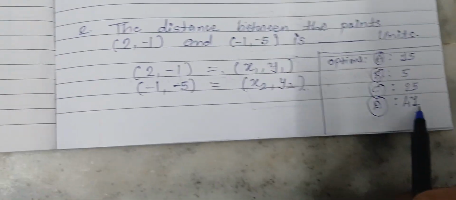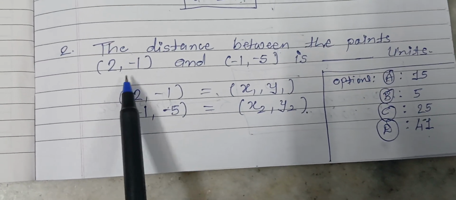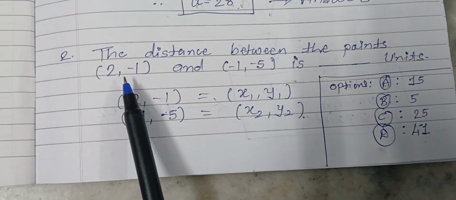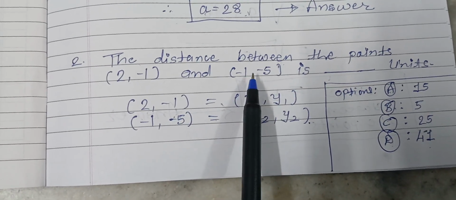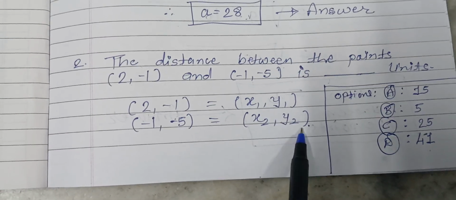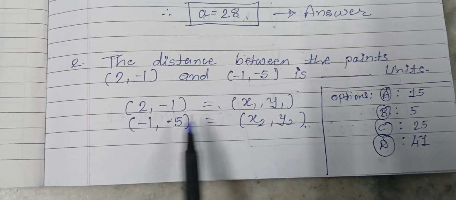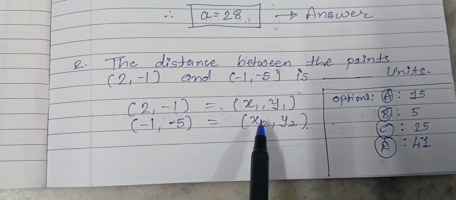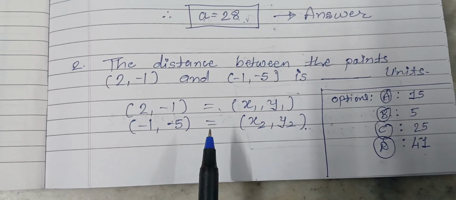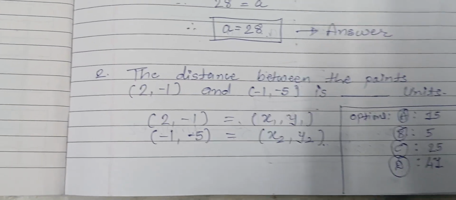Let's assume that the points given to us are named x1, y1 for the first and x2, y2 for the second. So here (2, -1) equals (x1, y1) and the second point (-1, -5) equals (x2, y2). This will help us put the values in the formula when we name the numbers. Okay, so just turn the paper.